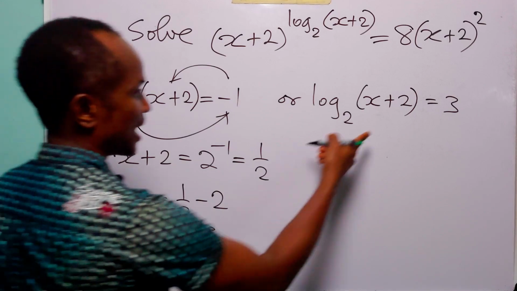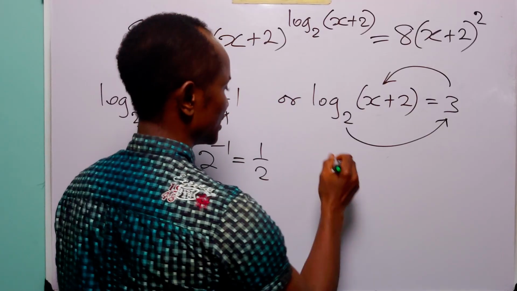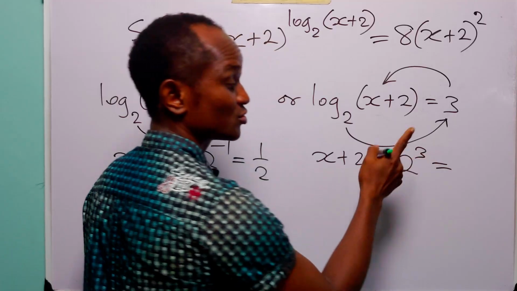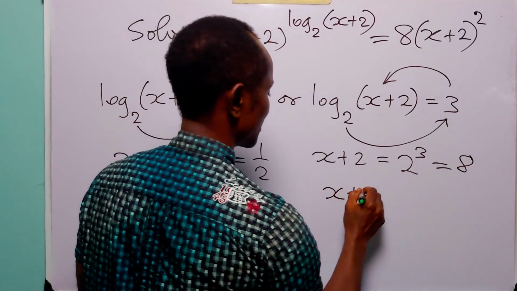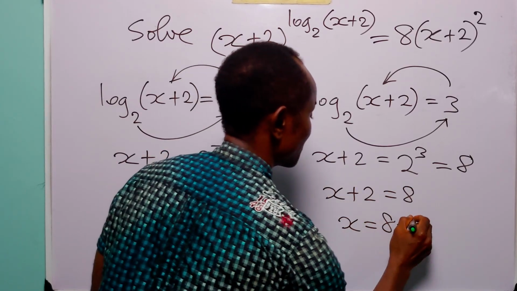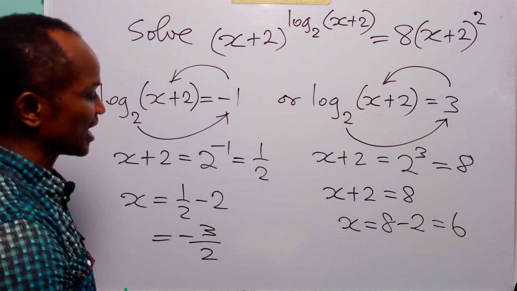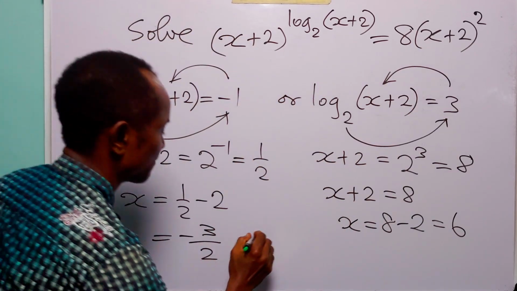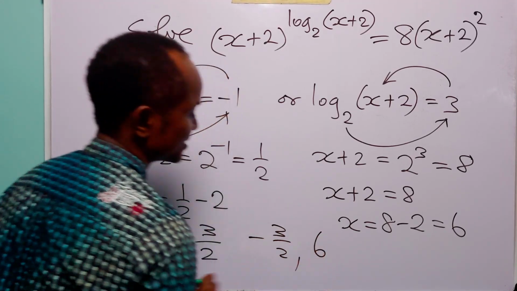over 2. And from this statement, we have that 2 to the power 3 is equal to x plus 2. That is, x plus 2 is equal to 2 to the power 3. Of course, 2 to the power 3 is equal to 8. We have that x plus 2 is equal to 8, and hence x is equal to 8 minus 2, which is equal to 6. So we have that the two values of x that satisfy this exponential equation are minus 3 over 2 or 6.